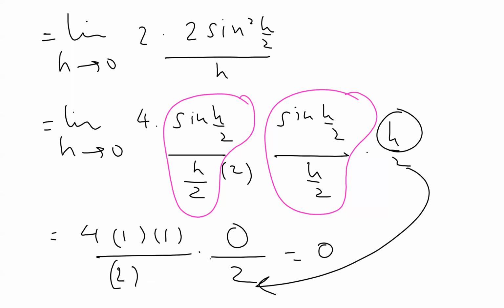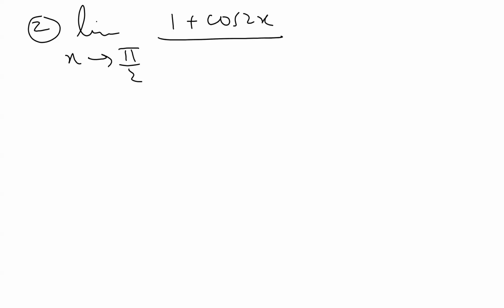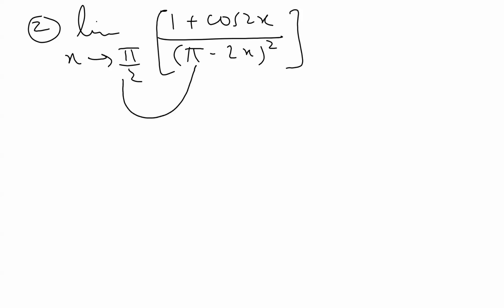Next problem, question number 2. Limit x approaching towards pi by 2, 1 plus cos 2x upon pi minus 2x the whole square. Now if you put pi by 2 over here in place of x, this will be 0. Denominator will be 0. And of course, like the previous problem, we cannot do any manipulation to avoid this situation.